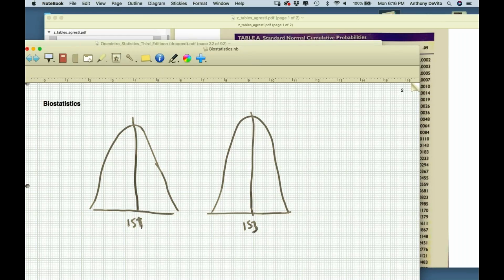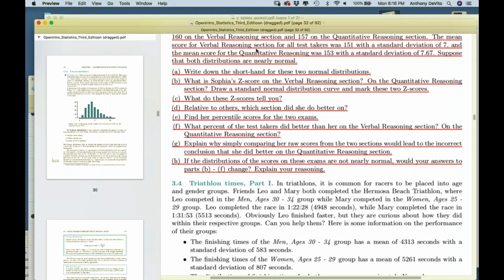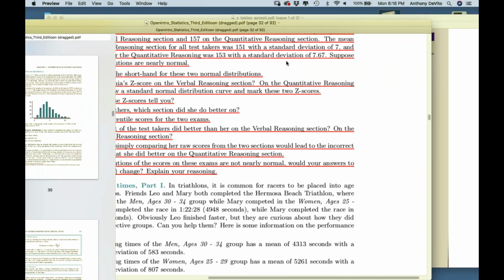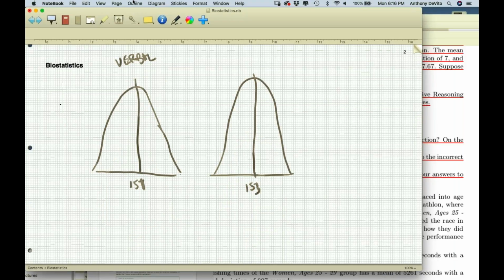153 and 151. And the standard deviation for the verbal was 7, I believe. The standard deviation for the verbal section was 7, and for the quantitative it was 7.67. Okay, so let's take a look at Sophia's scores now.